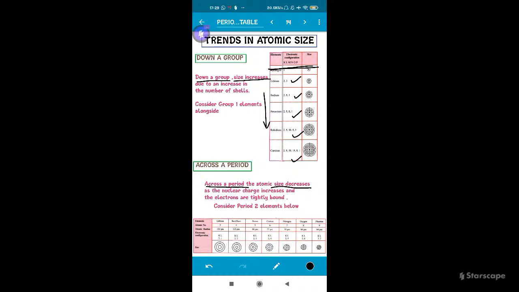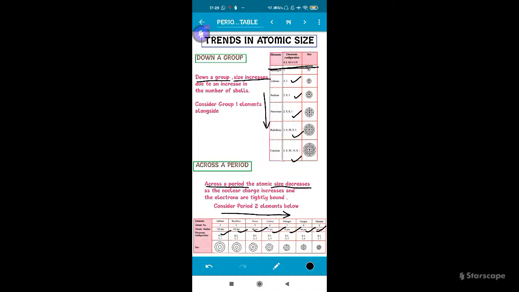You can see over here we are moving from left to right now. From lithium we are moving to fluorine. So lithium, beryllium, boron, carbon, nitrogen, oxygen and fluorine. You can see that all of them have 2 shells. Each one of them has 2 shells. But what do you see? The size of fluorine is very small as compared to that of lithium. Because as we are moving from left to right in a period, the nuclear charge increases to a very high extent.